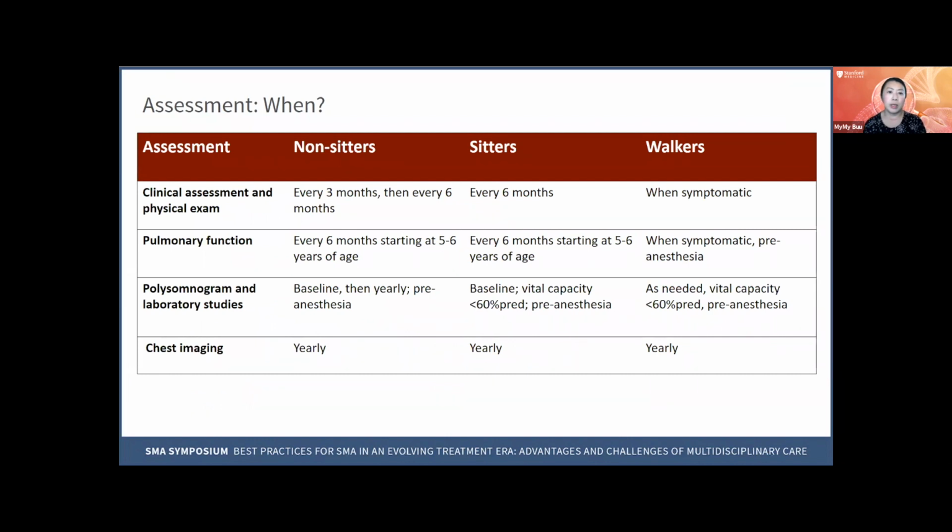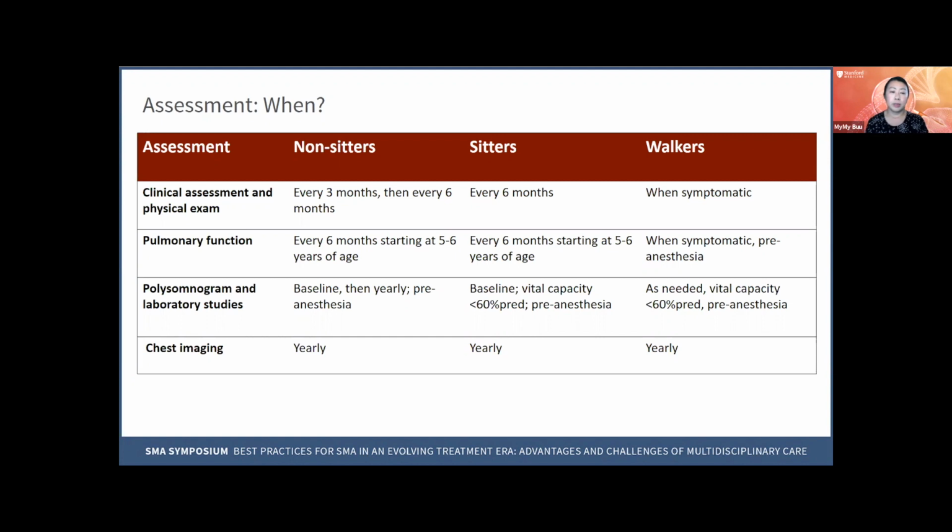In this table, I try to capture when we do these assessments, depending on the patient's phenotype. Clinical assessment and physical exam are recommended every 3 months for non-sitters and every 6 months beyond that, and the same for sitters. For walkers, they should see a pulmonologist when they're symptomatic. For pulmonary function, we recommend for non-sitters every 6 months, starting at 5 to 6 years of age, and that's true for sitters as well. In walkers, we recommend lung function once they're symptomatic or for pre-anesthesia planning.